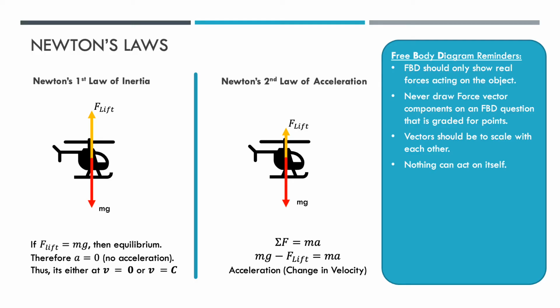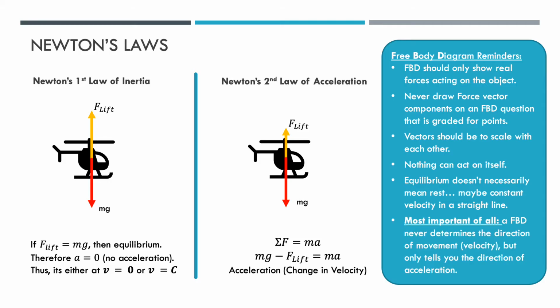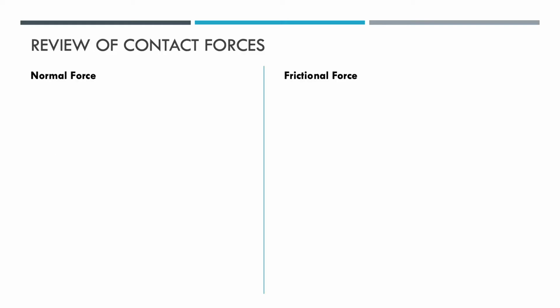Nothing can apply a force to itself. It's impossible. Once again, equilibrium doesn't necessarily mean rest. It could be a constant velocity going in a straight line. And most important of all, a free body diagram never determines the direction of a movement. It only tells you the acceleration and the direction of the acceleration.